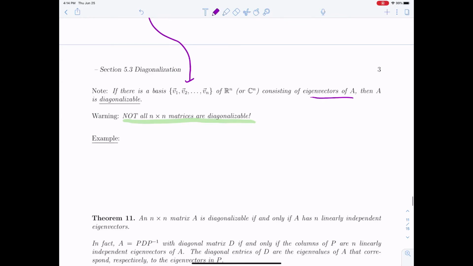I gave you sort of an example of this in the previous section. If the matrix A is given by [2, 1; 0, 2], then this is not diagonalizable. Or in other words, this is not similar to the diagonal matrix given by [2, 0; 0, 2]. You may want to pause the video for a moment and check it by yourself.